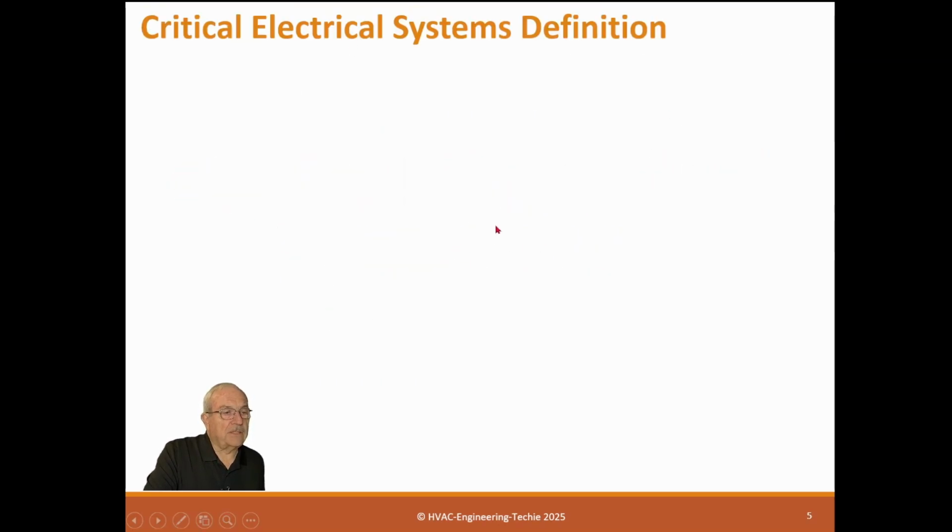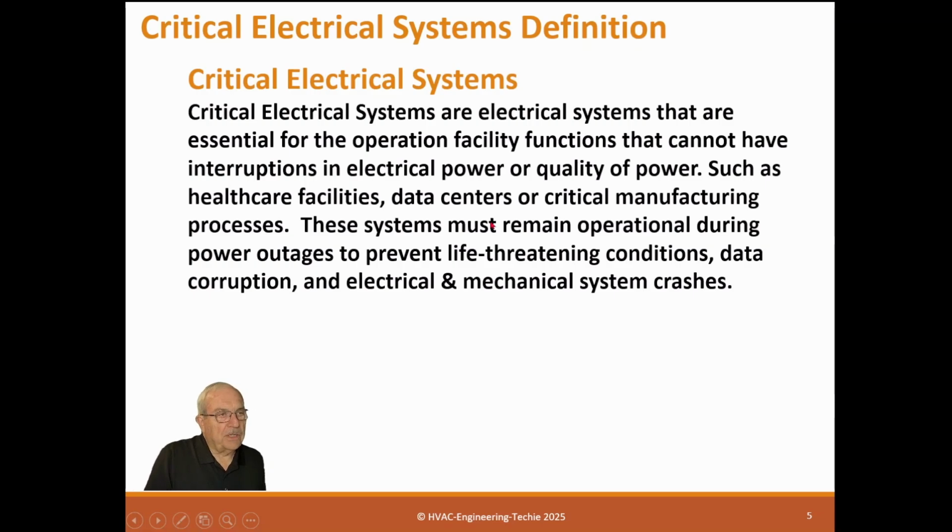So critical electrical systems. A critical electrical system is an electrical system that is essential for the operation of facility functions that cannot have interruption in electrical power or quality of power, such as healthcare facilities, data centers, or critical manufacturing processes. These systems must remain operational during a power outage to prevent life-threatening conditions, data corruption, and electrical and mechanical system crashes. So that's pretty simple, they're just systems that can't go down.